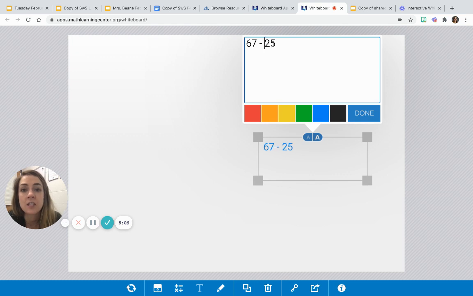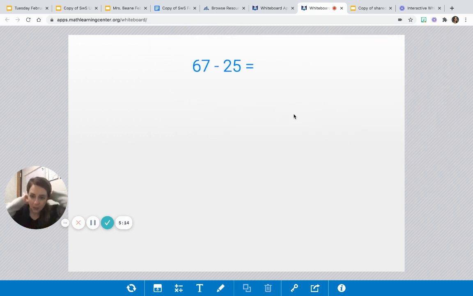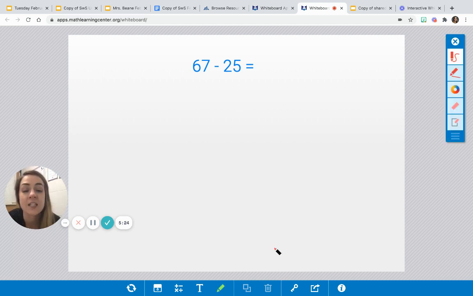So again, we're going to use the splitting strategy because I like to see things when you're just looking at the tens together and just the ones. It makes it easier. Okay, so here we are. I have 67 minus 25, and I want to use my splitting strategy to solve it.